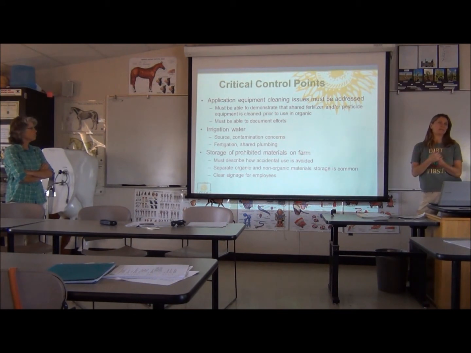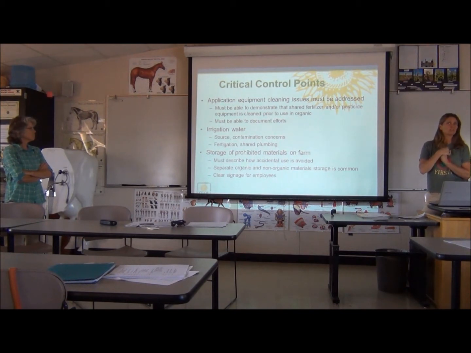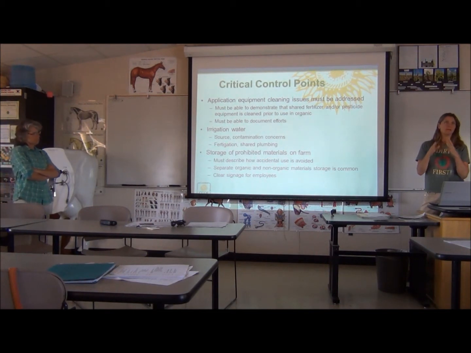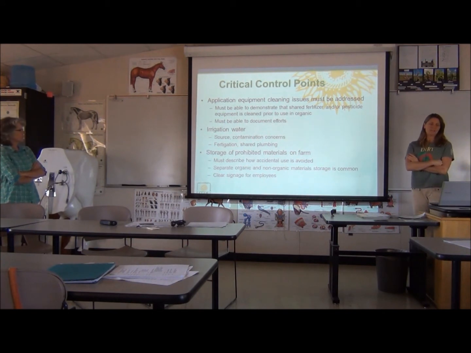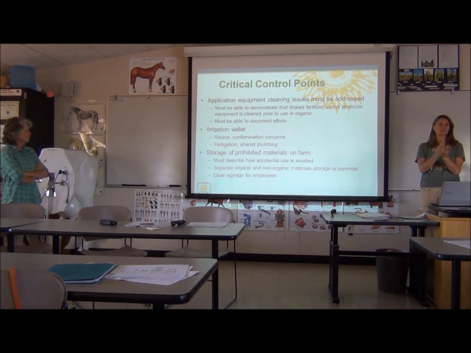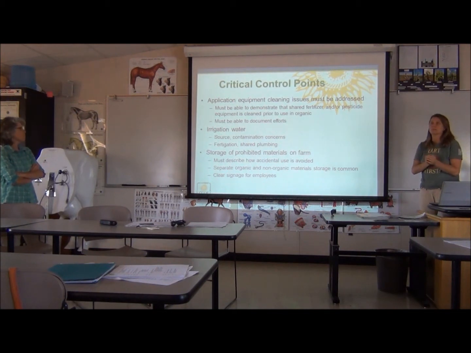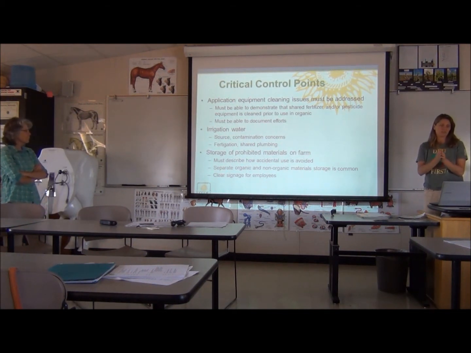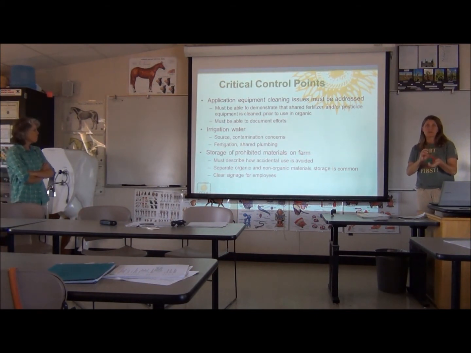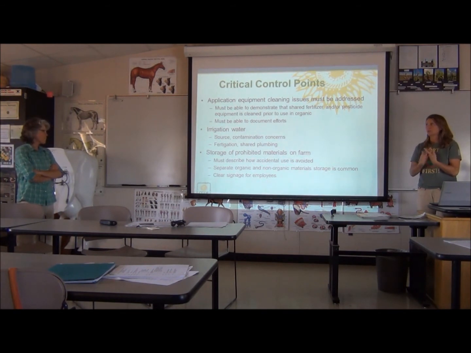There are other critical control points, like the application equipment. Any kind of application equipment must be cleaned out prior to use on the organic farm, and you have to demonstrate that this equipment was cleaned out, whether it's a fertilizer spreader, seed drill, or any other type of application equipment like for pesticides. They typically are going to be cleaned out anyway, but you have to demonstrate this and show signatures of that. Same with irrigation water. If there's any concern of potential contamination in your water, then you have to be able to provide evidence that the water's been tested and it's free of any contamination. Also with fertigation, if there's a fertigation system in place, you have to have valves that shut off any potential for other products to enter your irrigation lines.